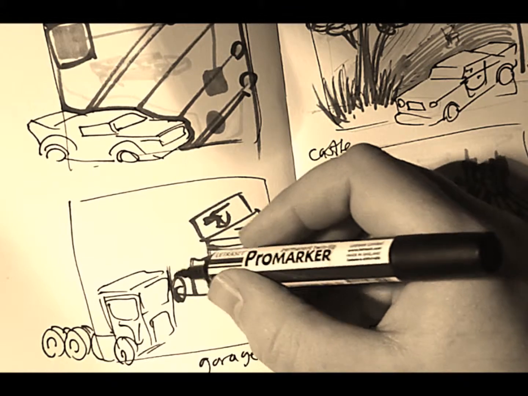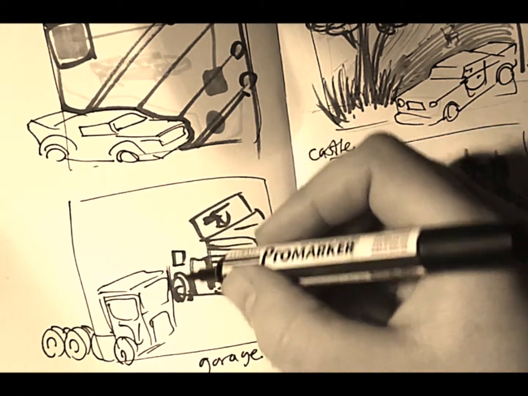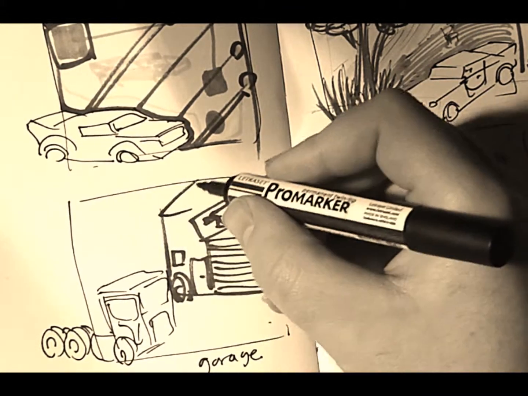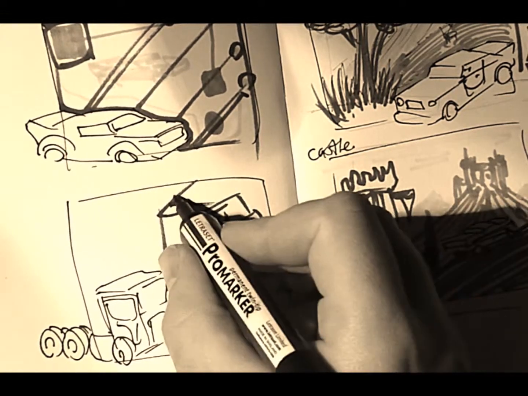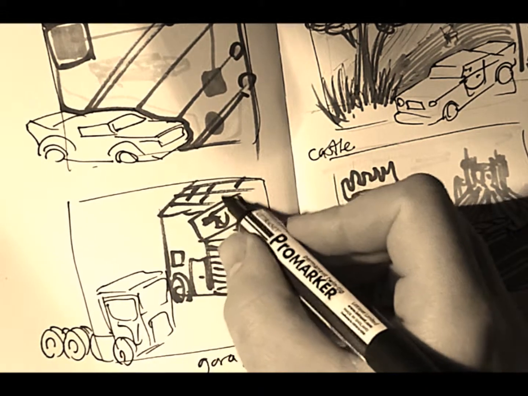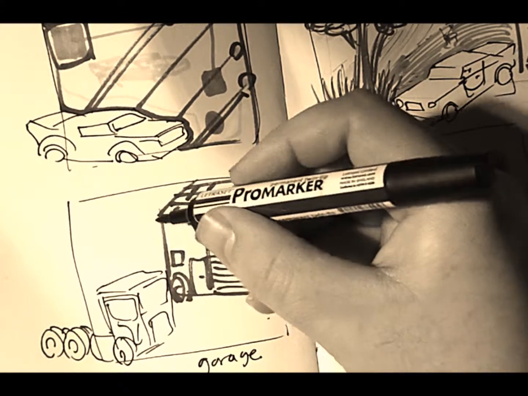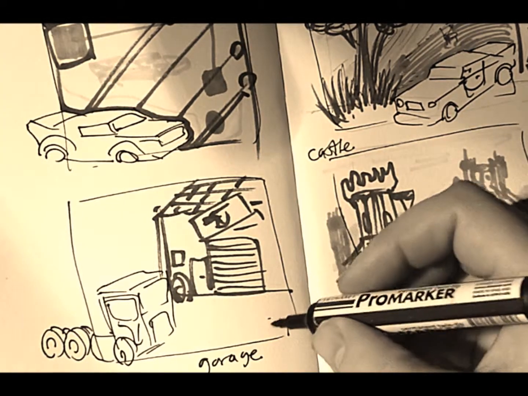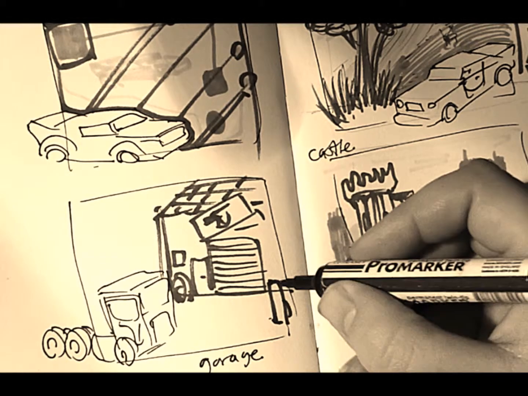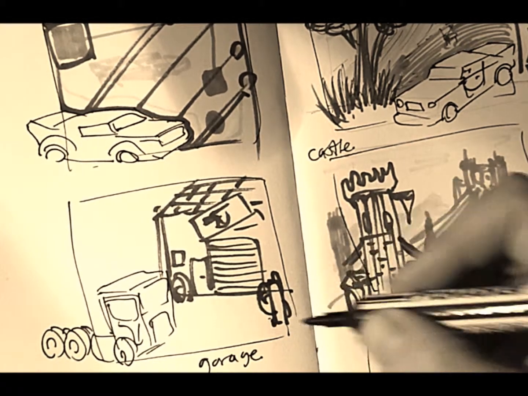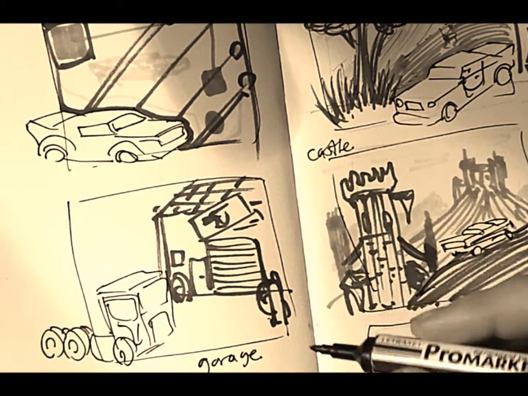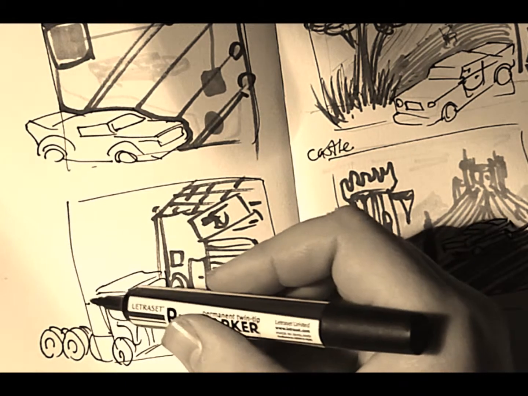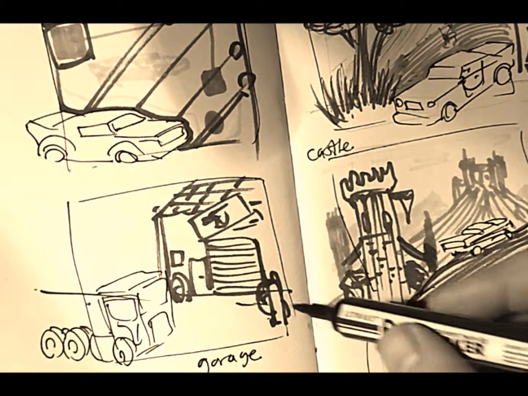You can maybe some tyres here. Little window. And the roof. Drain pipe. We can even add like a fuel pump here. Okay, so that's just the first ground level there.